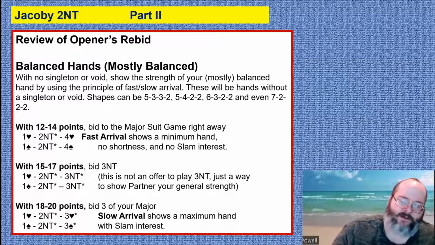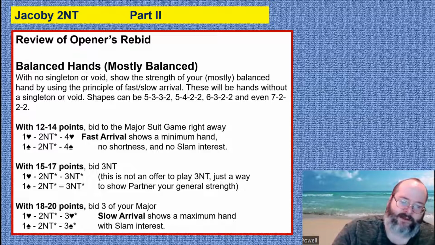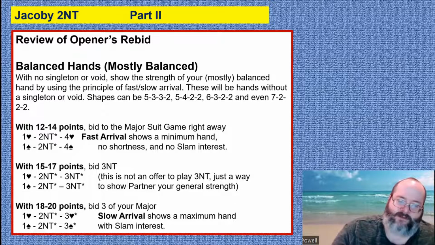The moment we bid 2 no trump, we have agreed that we are playing in 4 of a major on this hand at a minimum. We are not playing in 3 no trump. We have a 9-card fit in the major. So 3 no trump here is a description of the strength of your hand, not an offer to play in 3 no trump. It says, partner, I've got a little bit extra.